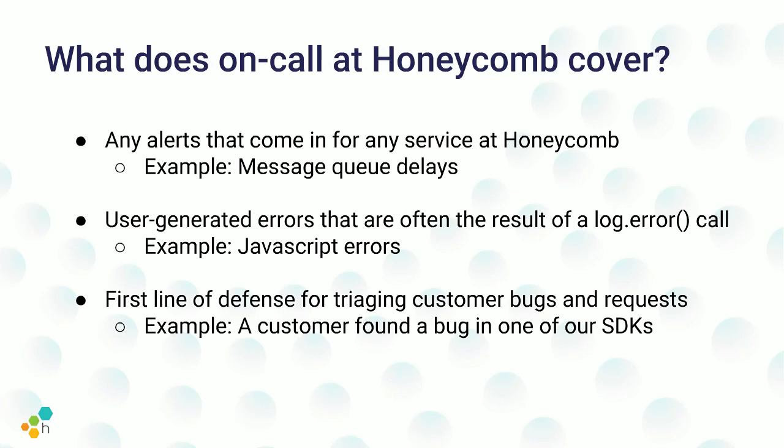on-call handles. But as an on-call engineer, you're also responsible for looking into user-generated errors, something that's normally logged via something like log.error, or a JavaScript error that might come up. But we're also responsible for being the first line of defense for triaging customer bugs and requests. For example, a customer has found a bug in one of our SDKs. And because we're all software engineers, when those requests come in, we fix them and roll out a fix, and they get resolved really quite quickly.